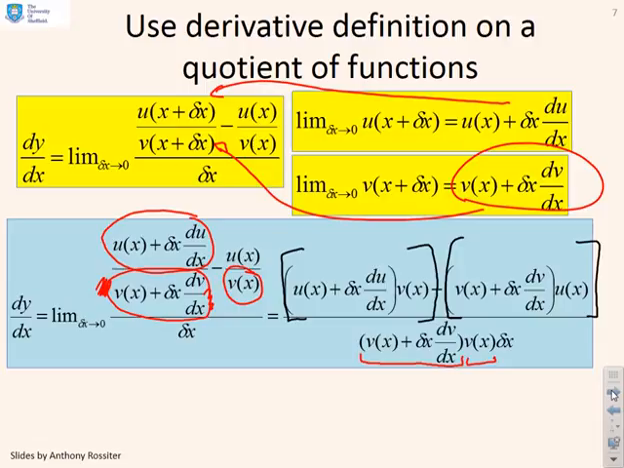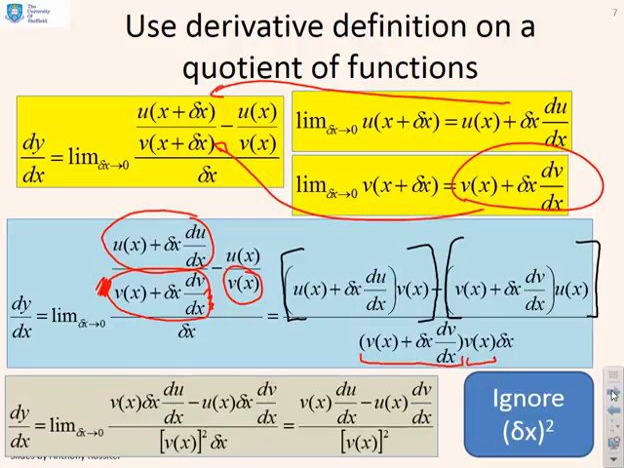Now, what I've got to do next is try and simplify this, and to do that I'm going to ignore all the delta x squared terms. So, what does this do for me? Well, if I ignore the delta x squared terms, then you'll see in the denominator I can ignore that term there, because that's going to be much smaller than v of x, and so the denominator just becomes v of x squared times delta x.